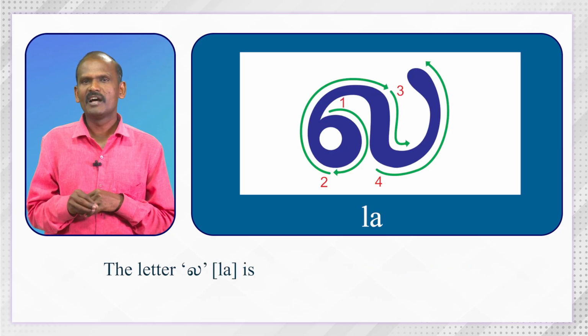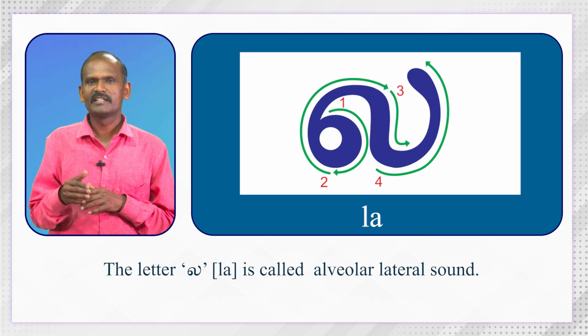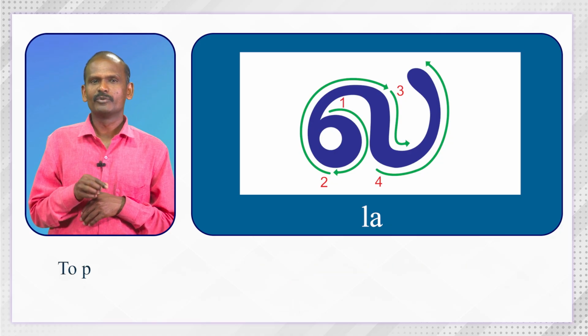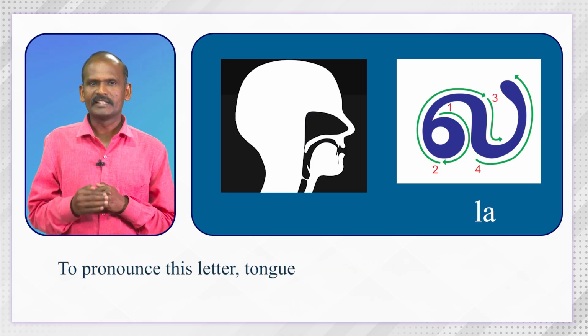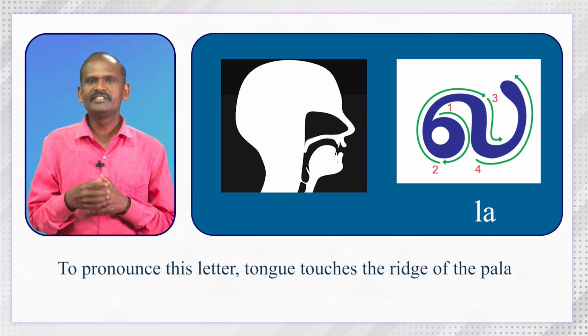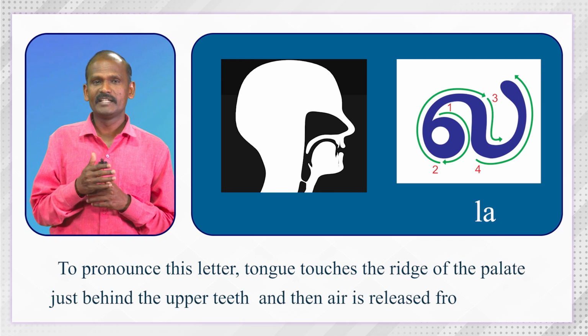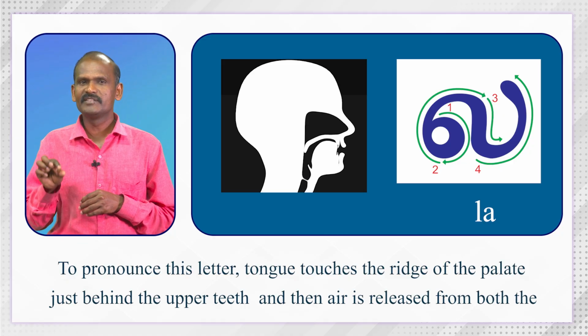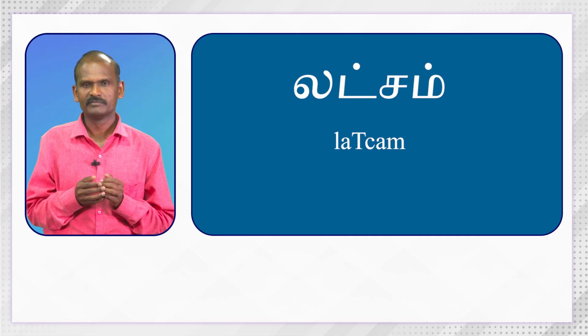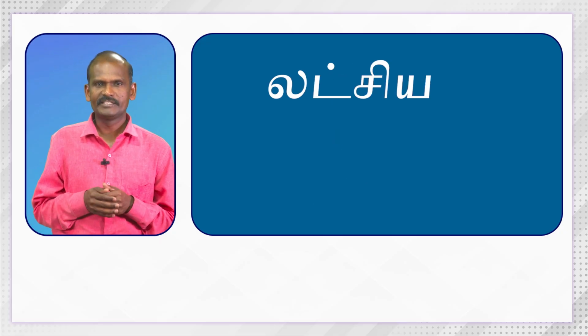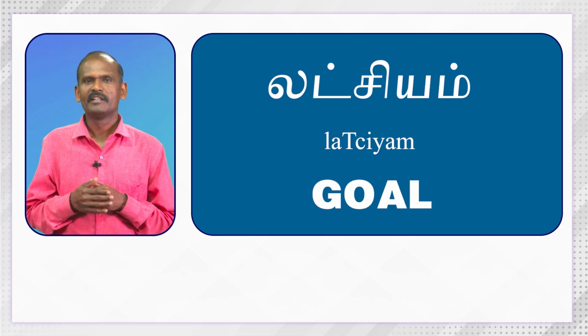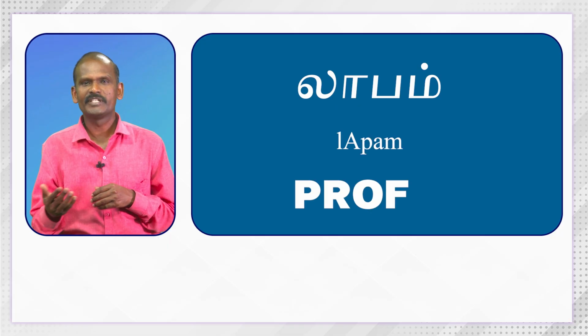The letter La is called alveolar lateral sound. To pronounce this letter, the tongue touches the ridge of the palate just behind the upper teeth and then air is released from both sides. Now let us see some examples in which the letter La is used. Lacham, lakh. Lachiyam, goal. Labam, profit.